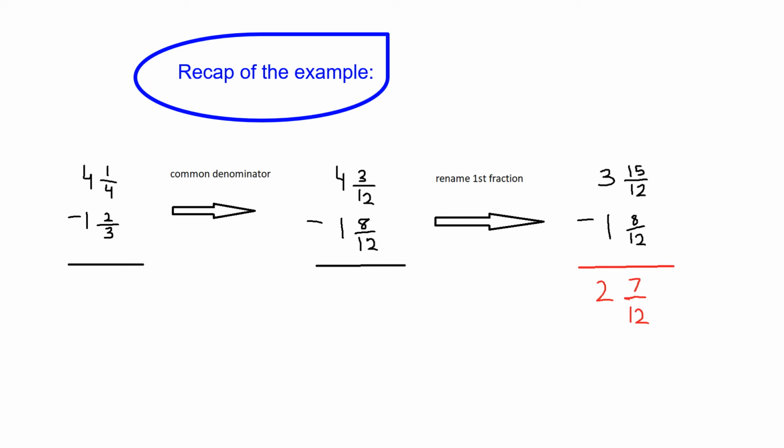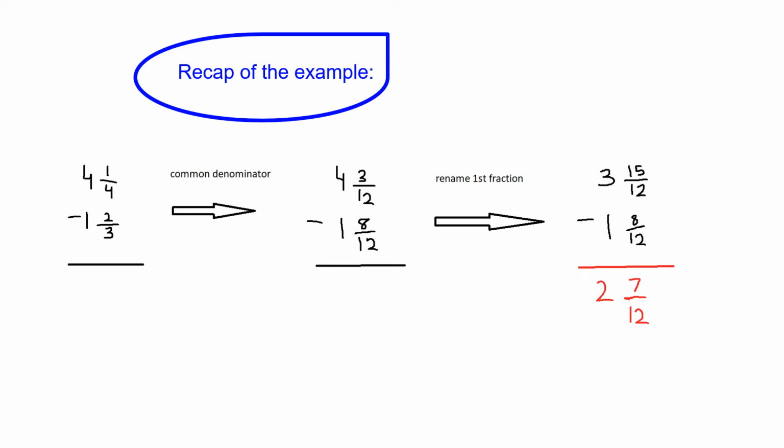We will go back now to the beginning of our example, 4 and 1 over 4 minus 1 and 2 over 3. As we already said, the first step is to change the fractions into fractions with common denominator. This gives us 4 and 3 over 12 minus 1 and 8 over 12. Second, we rename the first fraction, and we get 3 and 15 over 12 minus 1 and 8 over 12.